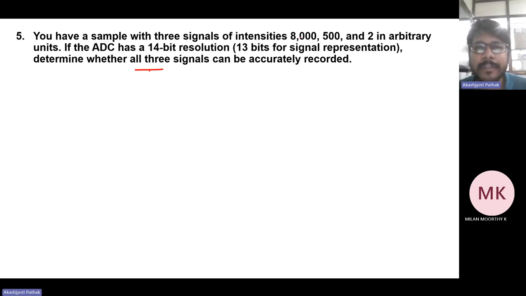So, three different signals have been stated in this question, 8,502. So 2 is the minimum intensity. The weakest signal will have intensity 2 and the highest signal will have intensity 8,000. So here also the dynamic range is given, starting from 2 to 8,000, and for representing this dynamic range, you have been asked whether this 14-bit resolution is sufficient or not. So try out this question and then we will discuss it in 2-3 minutes.